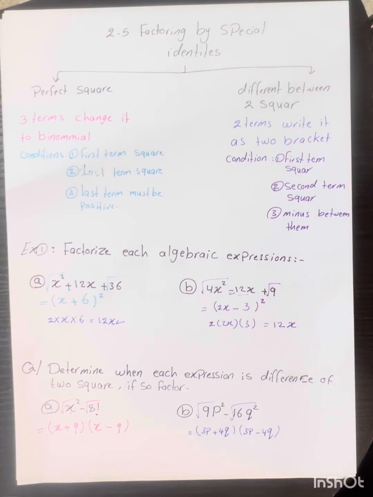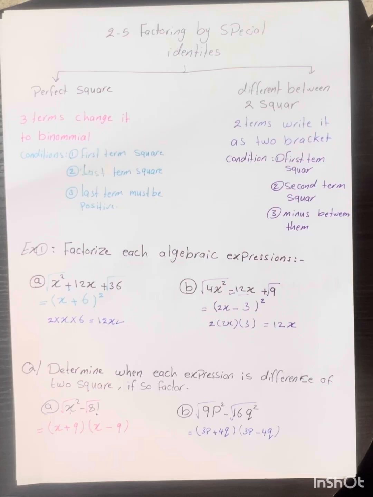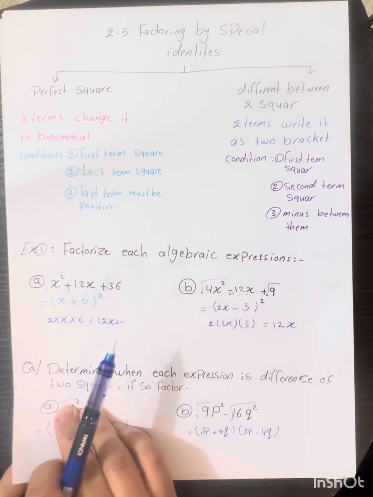This is how we can change three terms to a binomial, and two terms, if they are perfect squares, to two brackets with the same terms, but one of them negative and one of them positive.